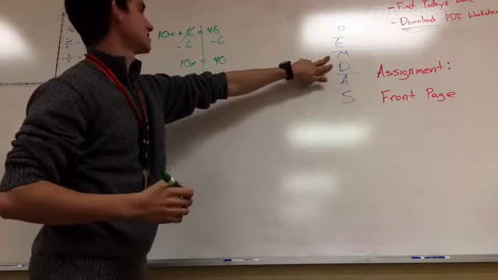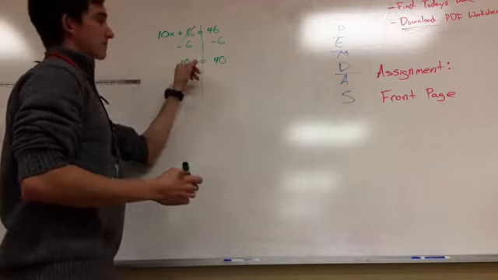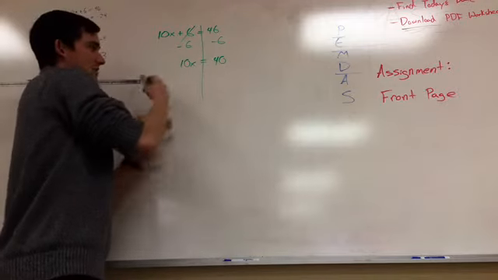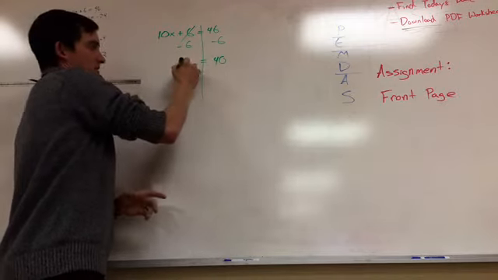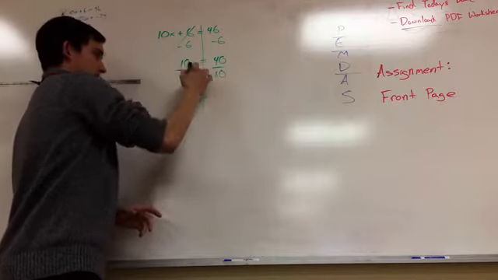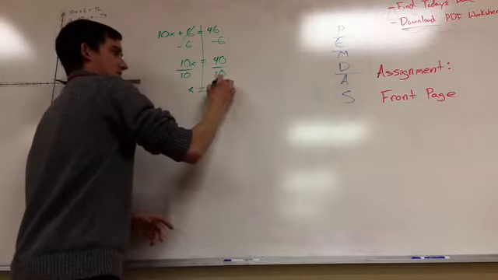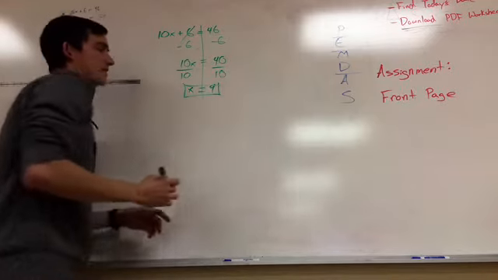Now I'm on to multiplication and division. So if 10 is being multiplied by x, then I'm going to want to do the opposite operation again. So instead of multiply, I'm going to divide by 10 on both sides. 10 divided by 10 is just 1, so I have 1x left. 40 divided by 10 is 4. And there's my final answer.